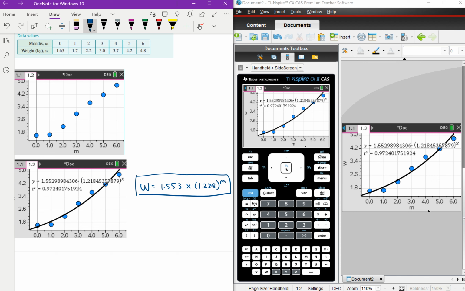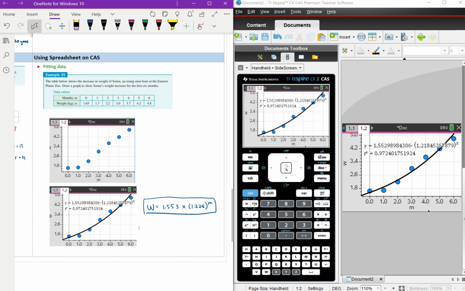So with that model now, you can predict what it should roughly be, say if it's more than 6 months. So if you want to work out for 12 months, you can use this formula here to predict it. But I don't think the question's asking for that, are they? No, they just want us to sketch. Okay.